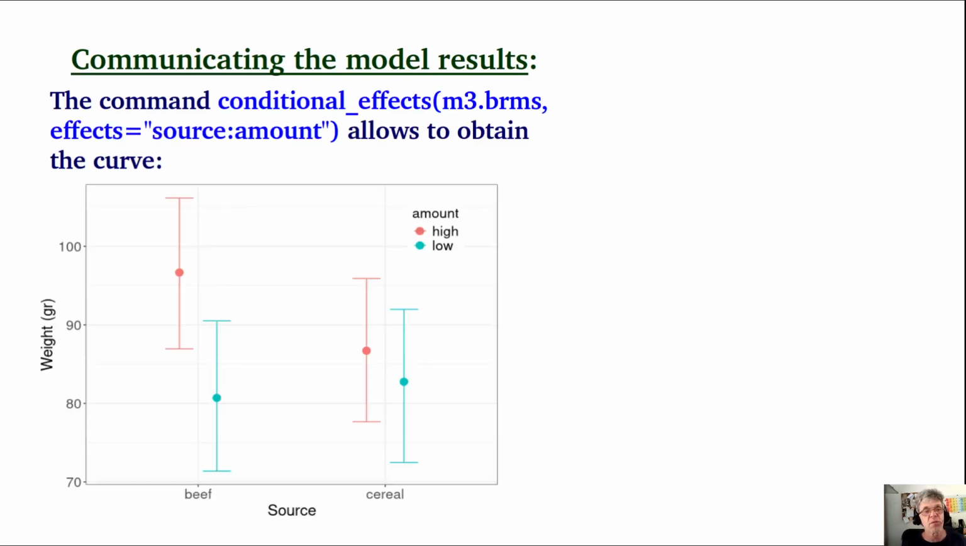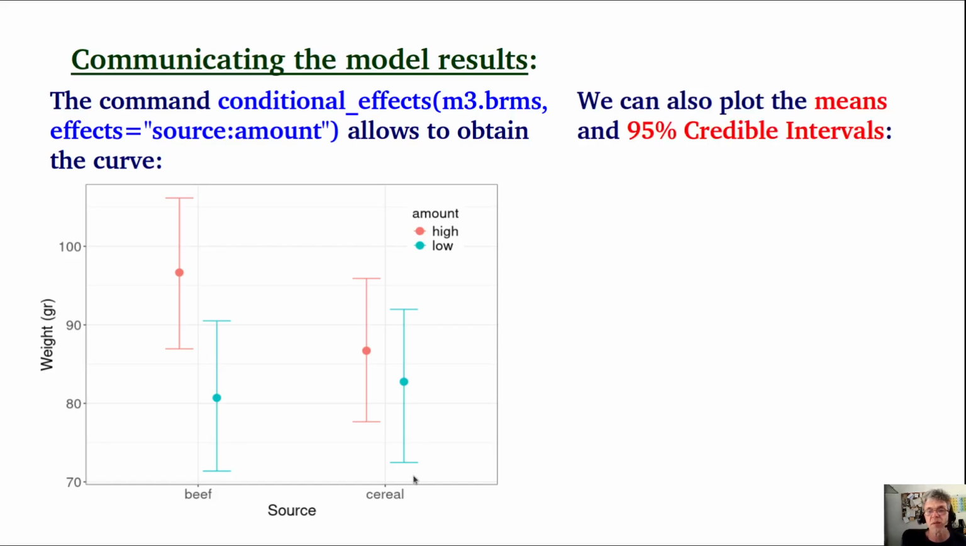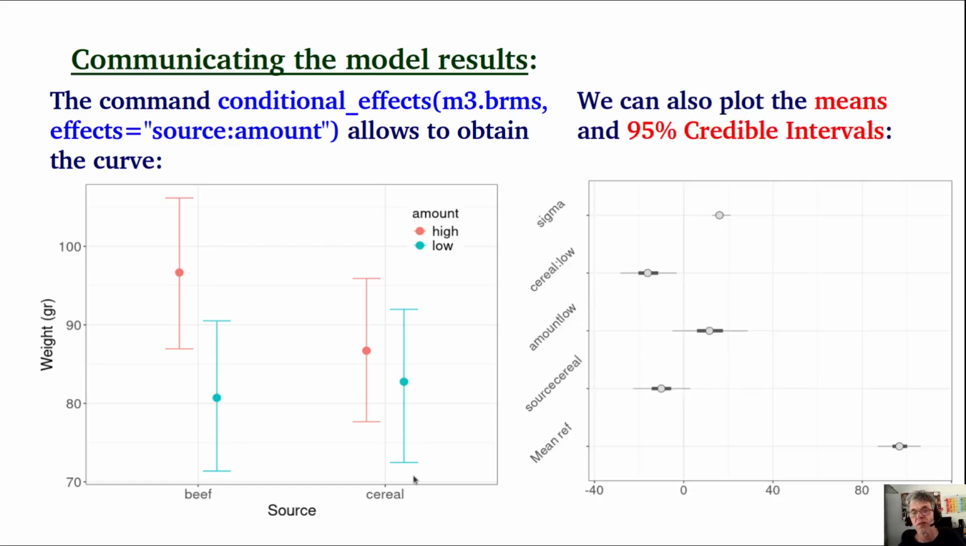To communicate the results, we obtain the conditional effects plot, in which we show the predicted mean of the response variable and the 95% credible intervals for each of the 4 combinations of the 2 explanatory variables. And we can also show the posterior means and the 95% credible intervals of all model parameters, as usual.